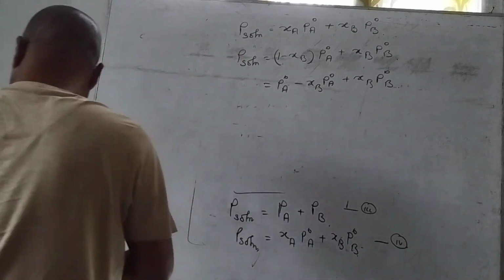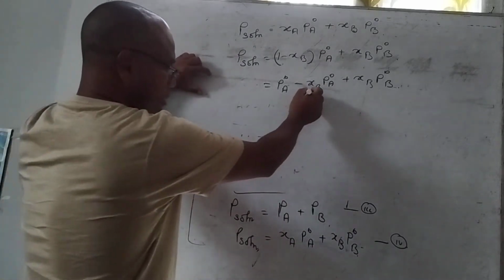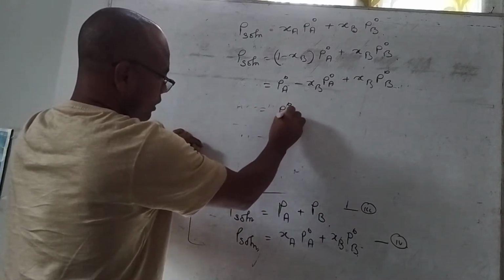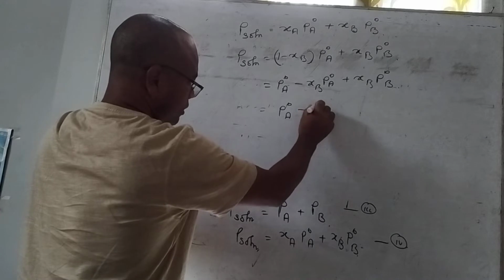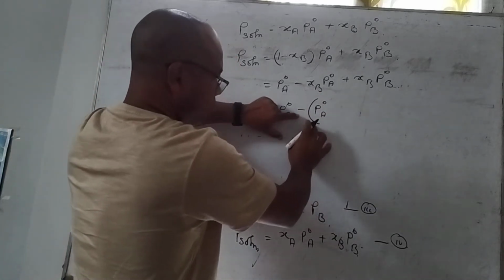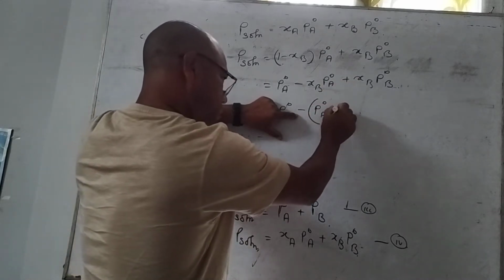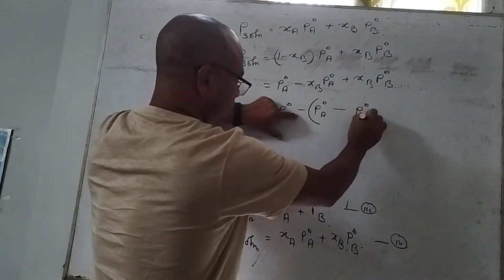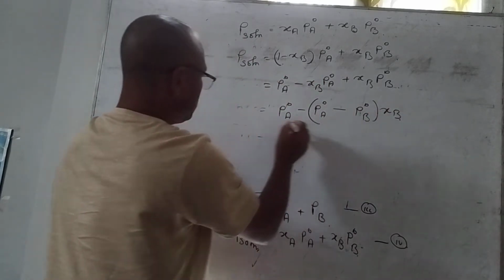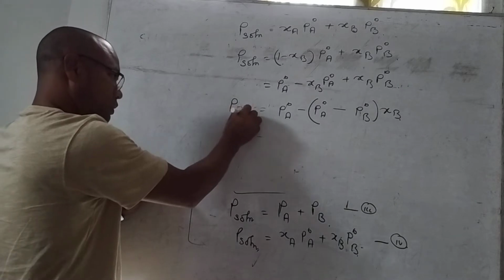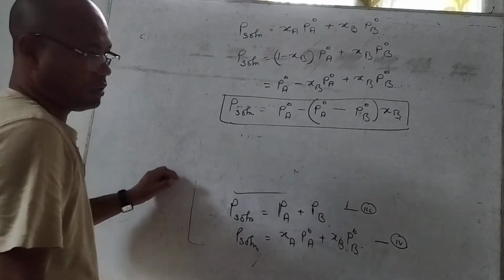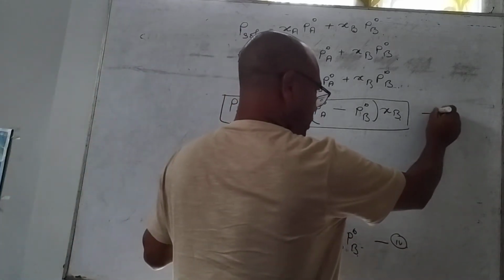Now here XB is common, so we can take it as a common factor. We write P naught A within the bracket, and when we open the bracket it should be plus, so the sign will be minus P naught B. Then I take the common XB outside. So this is another equation we can derive, and this is also one form of Raoult's law, right?